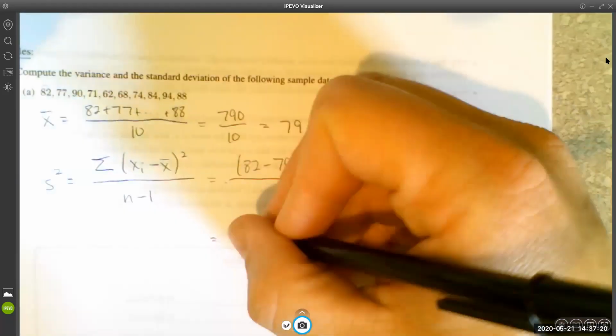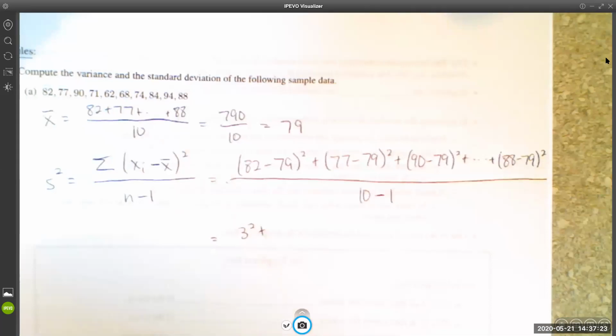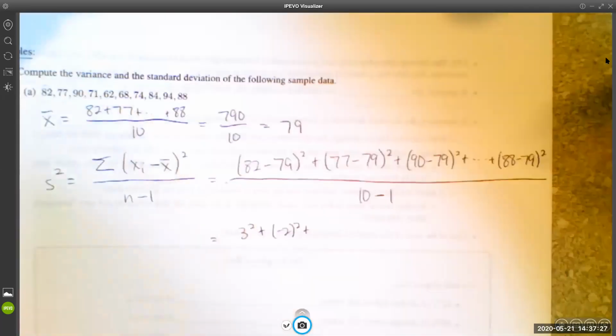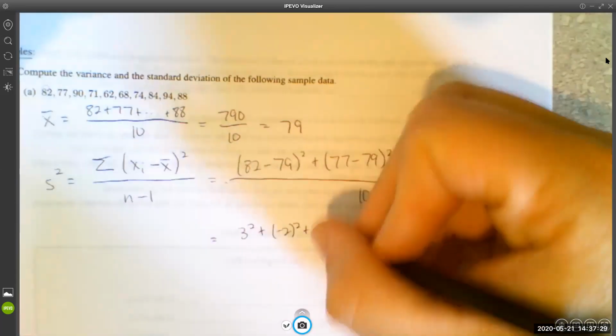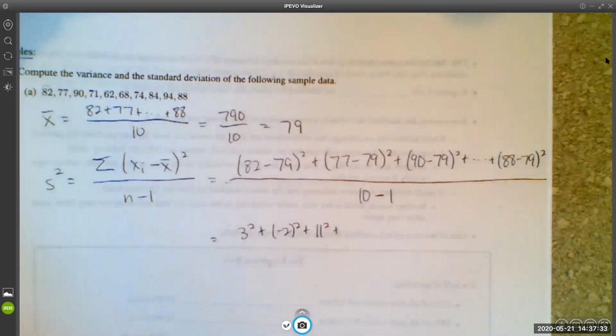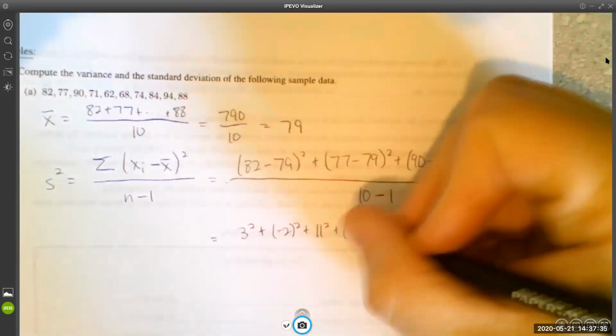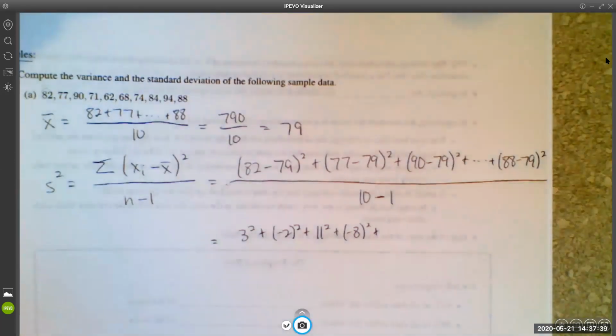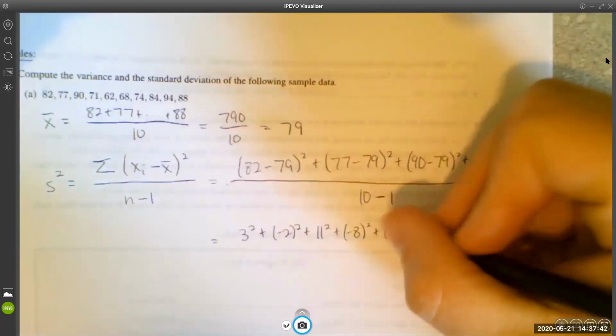82 minus 79 is 3. So this is 3 squared. 77 minus 79 is negative 2. 90 minus 79 is 11. 71 minus 79, negative 8. I'm going to stop talking, or I'll mess myself up.